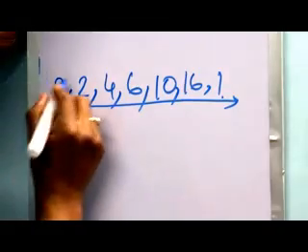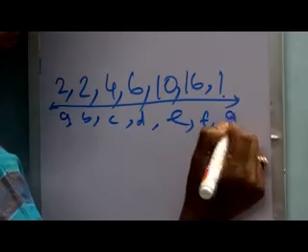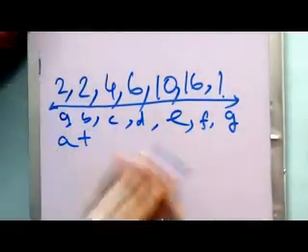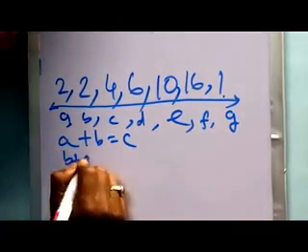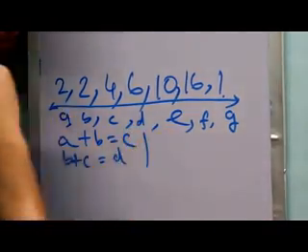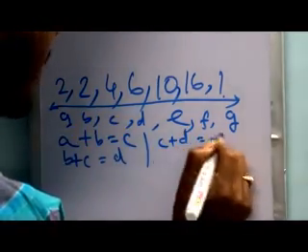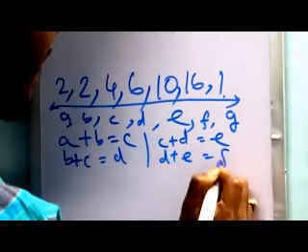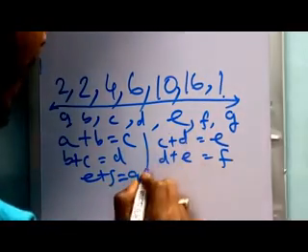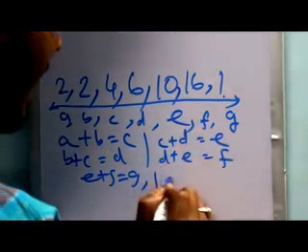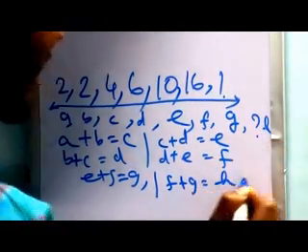Okay, that is, if we denote it as A, B, C, D, E, F and G, then what Fibonacci series tells us is that A plus B should be C, then B plus C should be D, then C plus D should be E, then D plus E should be F, and then E plus F should be G, and finally F plus G should be the next number.